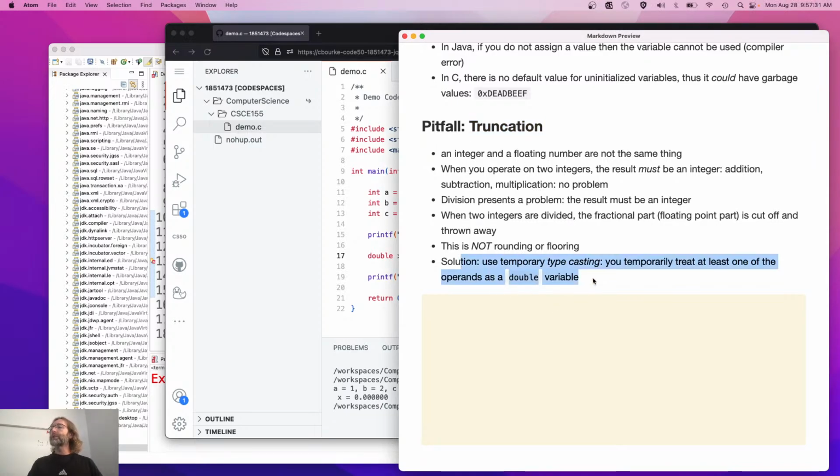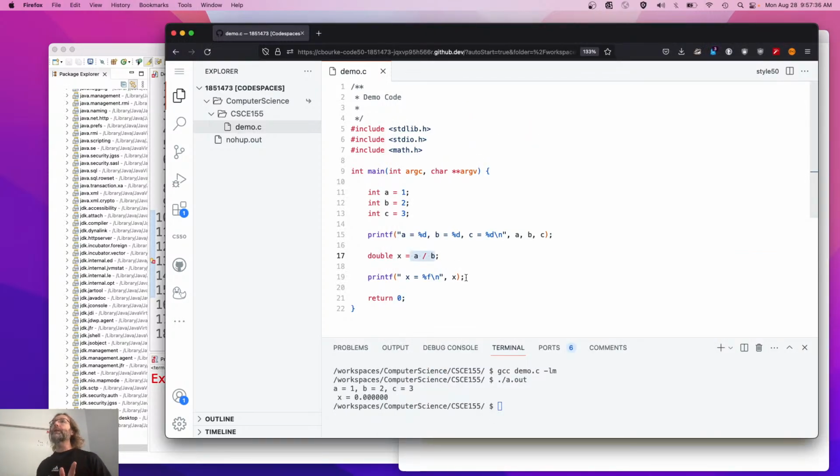The solution is to use a temporary typecast here. The solution is not to throw away integers and make everything a double. Do not do that, because they are not the same thing, they have different uses. Instead, what I'm going to do is put a double keyword inside parentheses in front of one of the operands. What this does is it tells the compiler, temporarily, for the purposes of this division, treat A as a floating point number. Now a floating point number divided by an integer results in a floating point number that I can put into a double value over here.